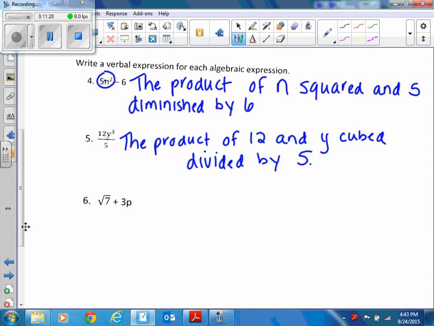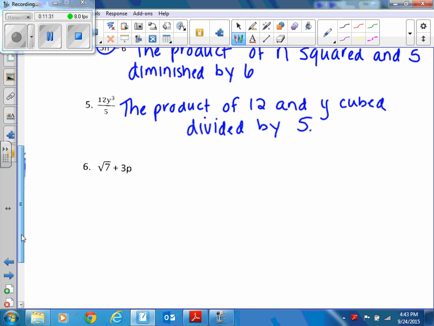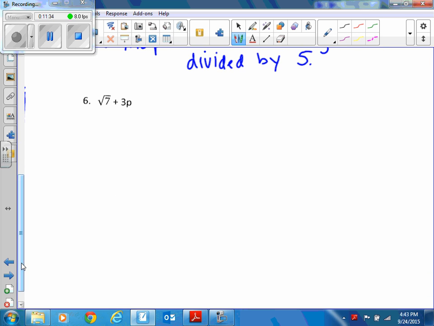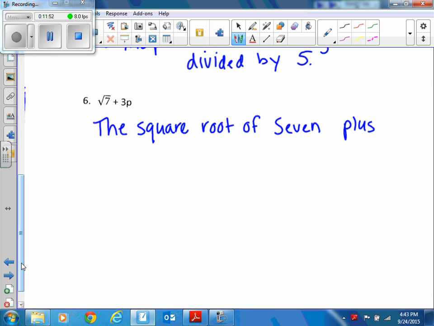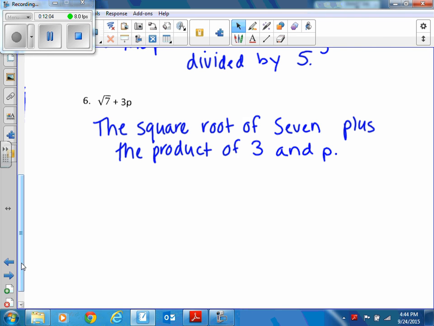Perfect. All right, the last example we're going to look at, number 6. Again, if you need to take a minute to write it down. I'm going to say the square root of 7 plus the product of 3 and p. The square root of 7 plus the product of 3 and p.